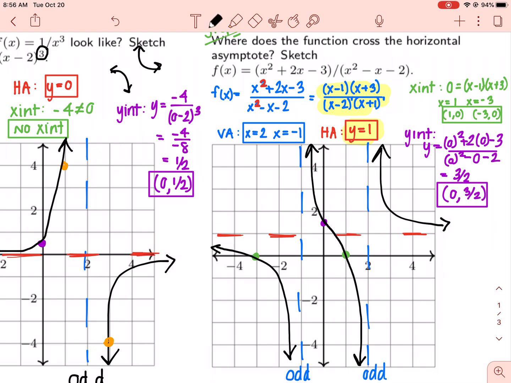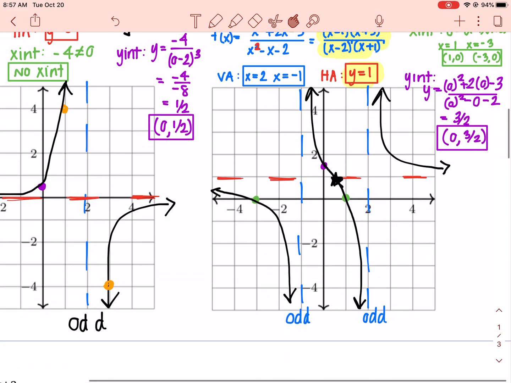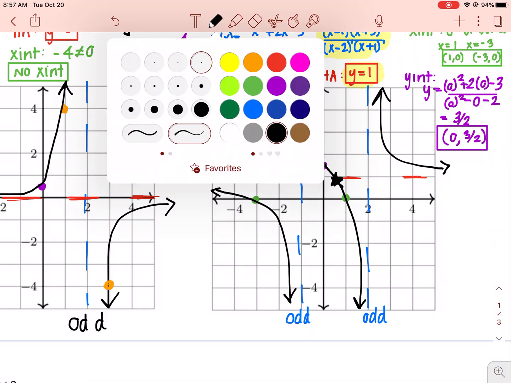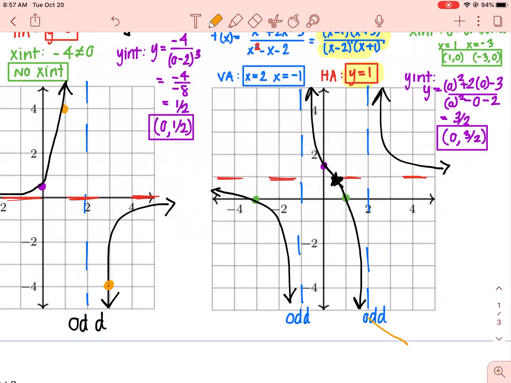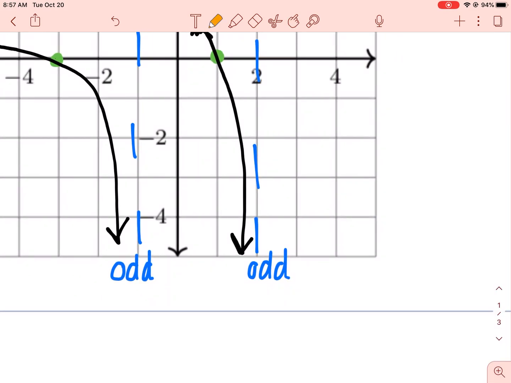I'm hoping it's going to be this point right here, right? That's where it crosses the horizontal. If it doesn't, then I need to reconfigure my entire graph. So let's show that. We'll do it down here a little bit. I'm going to set my function equal to my horizontal.